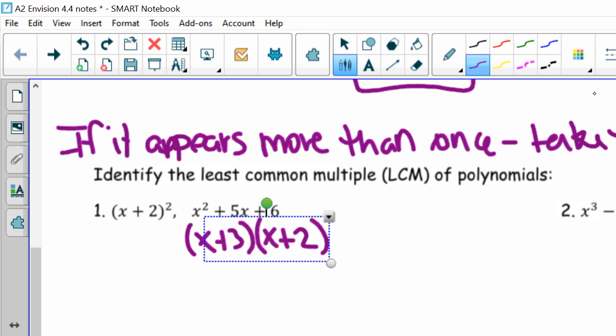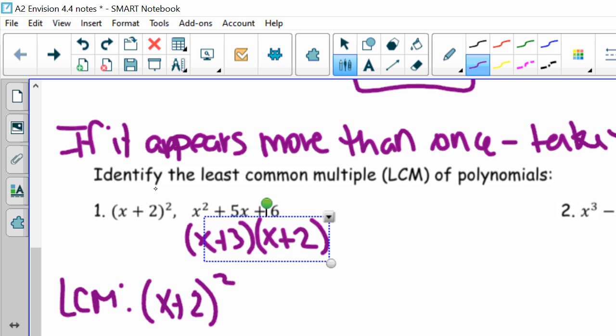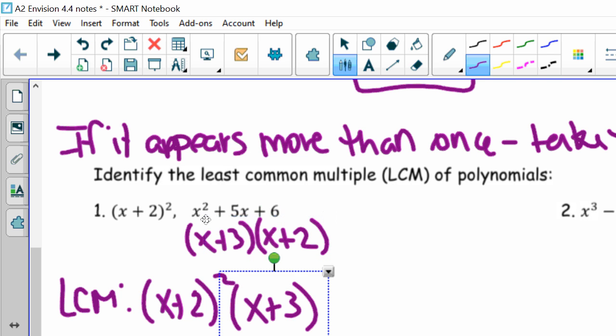Okay. So here, my LCM, I have to take everything that the first one had, x plus 2 quantity squared. So I know I'm going to have an x plus 2 quantity squared. And then I come over here, the second one had an x plus 3. I need an x plus 3. And then it had an x plus 2. But my x plus 2 quantity squared has already taken care of this single x plus 2.